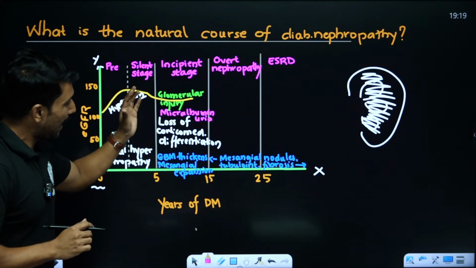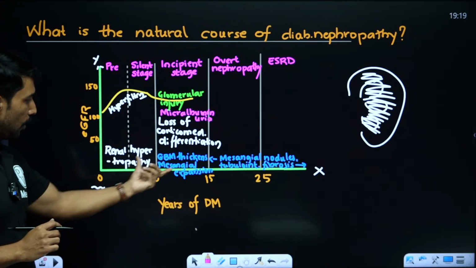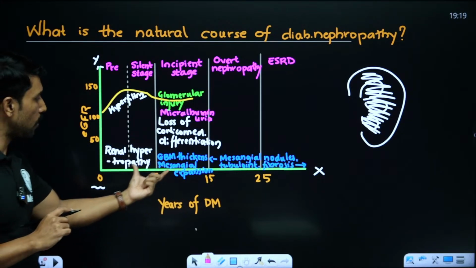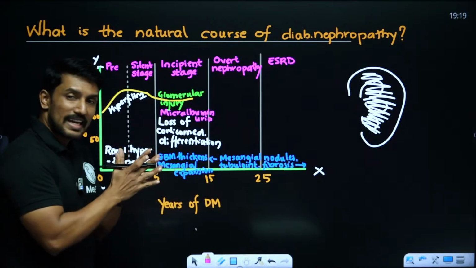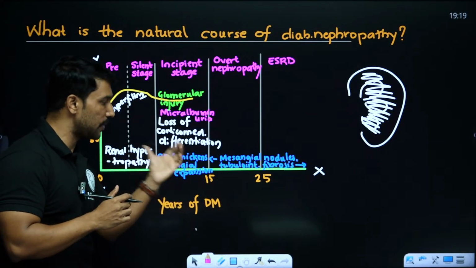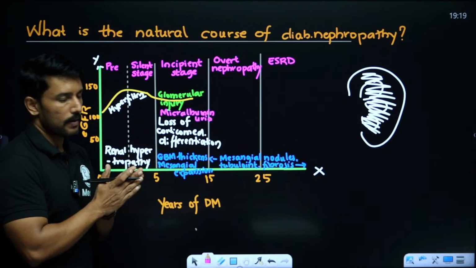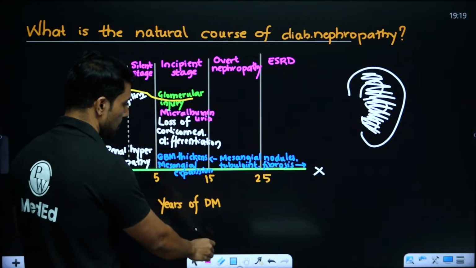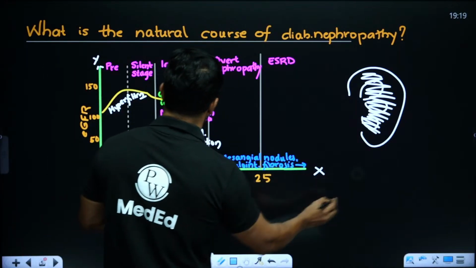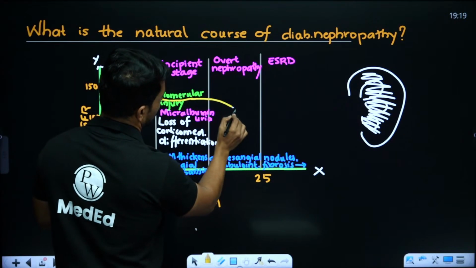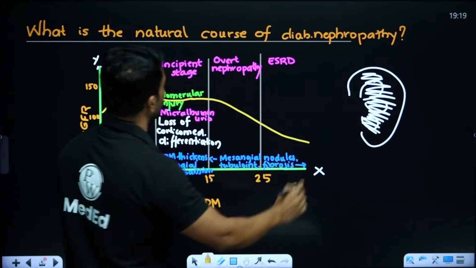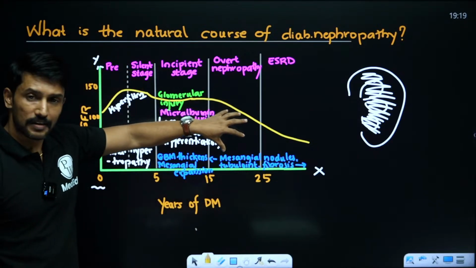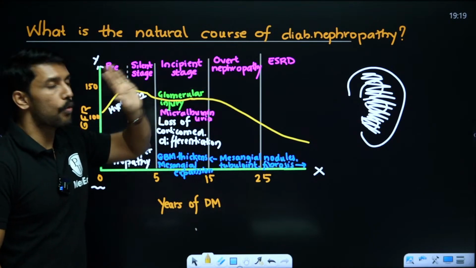Now, at this stage, if I do the kidney biopsy, of course, I will see the changes in the glomeruli. What changes I will see? Mesangial expansion and glomerular basement membrane thickening. Now, as time progresses, the GFR further starts decreasing. So when it further starts decreasing, that stage we will call it as overt nephropathy.